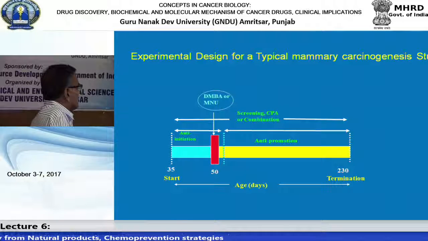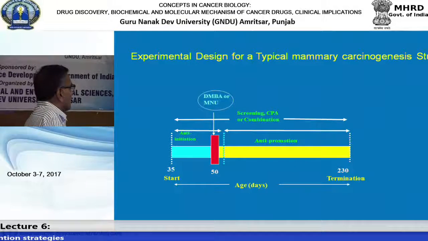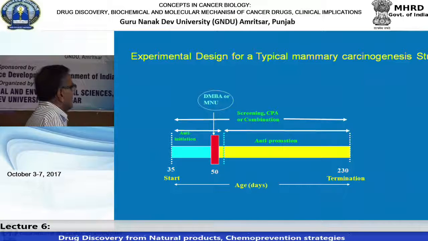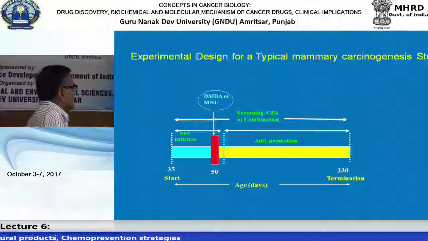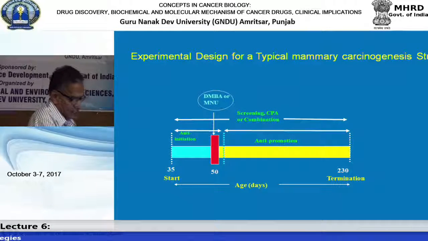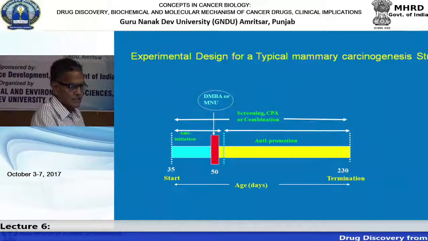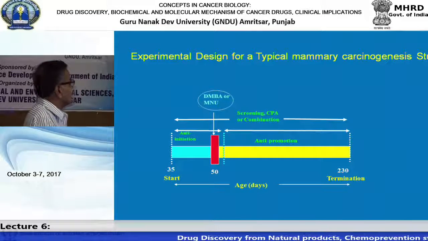And for the anti-promotional agents, we give the compound from here to here. And for screening, we go all the way from here to the end of the study. The study usually goes for 180 days for this. For screening, the study goes only up to 100 days.